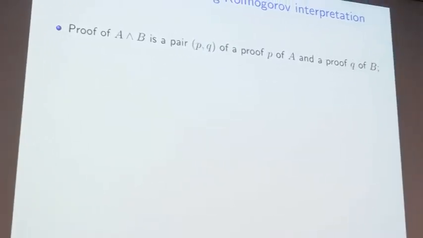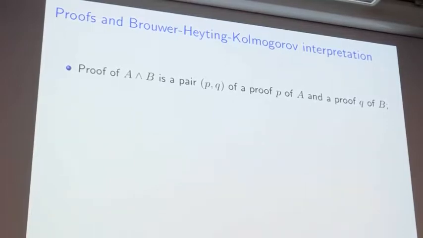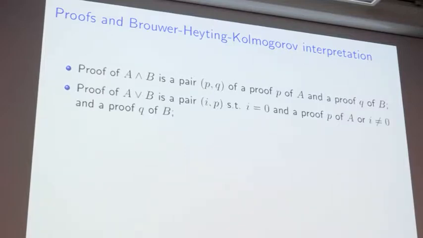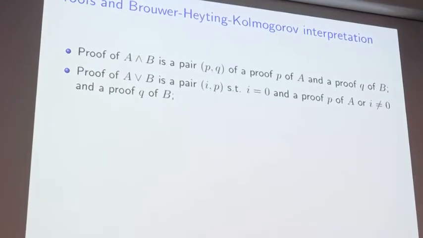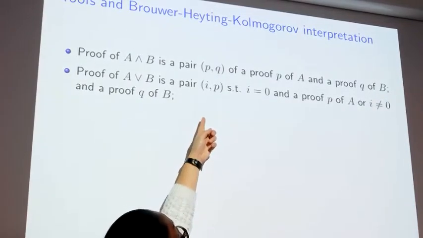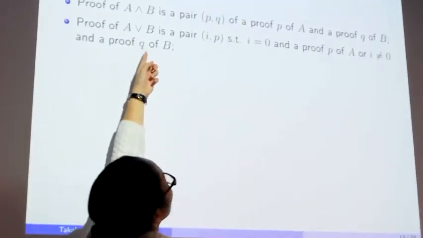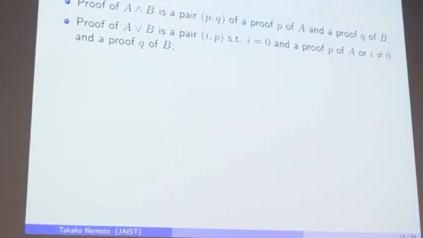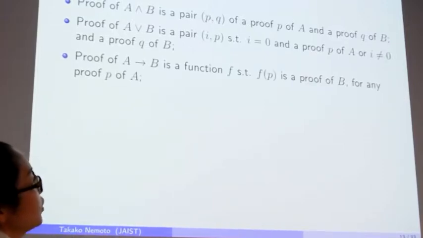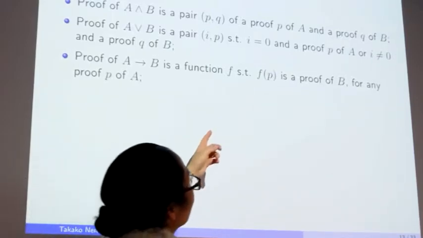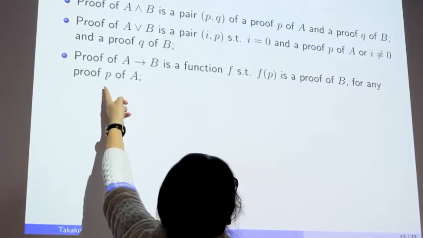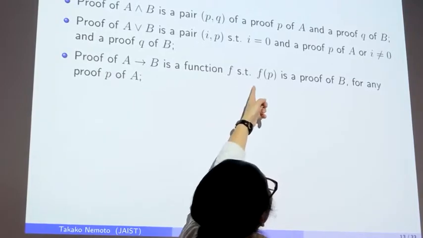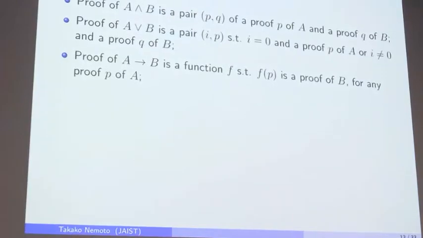For intuitionistic logic, we often explain it by the Brouwer-Heyting-Kolmogorov interpretation. That is, a proof of A and B should be a pair of a proof of A and a proof of B, and a proof of A or B is a pair of information. The first one is an index for which statement we have a proof, and the second one is a proof of that statement. A proof of A implies B is a function F that sends any proof of A to a proof of B. So it's a kind of procedure.